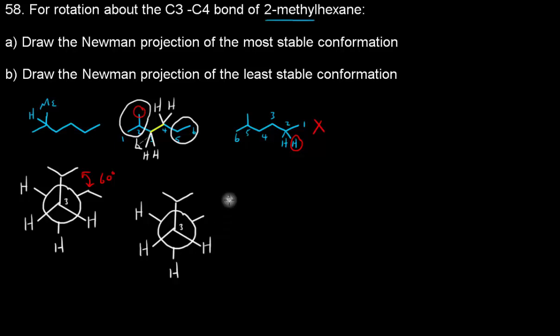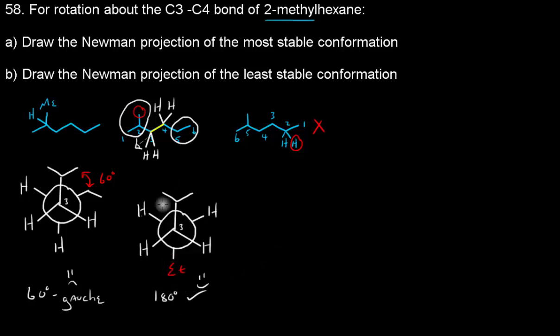Instead of being in a gauche configuration, we're going to put it in an anti configuration. The whole point here is that we're trying to get the ethyl group as far away from the isopropyl group as we possibly can, just to minimize that steric clash. Now we have 180 degrees in between, and this guy is extremely stable. This other one is going to be a 60-degree gauche, and it's not going to be as stable. So this is a little bit less happy than this guy. This is going to be the most stable way that we can draw this molecule.